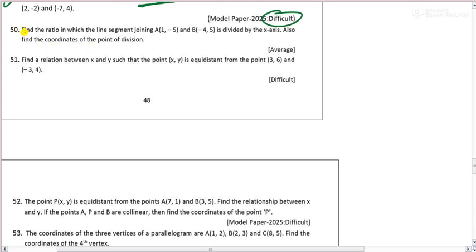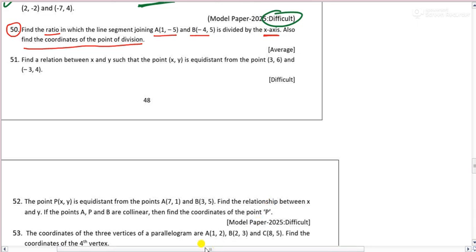So now they all will be similar type questions. Okay, we'll solve them one by one. First, question 50. Find the ratio in which the line segment joining A and B is divided by the x-axis. Also find the coordinates of the point of division.